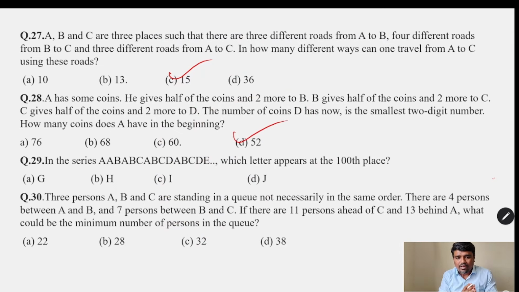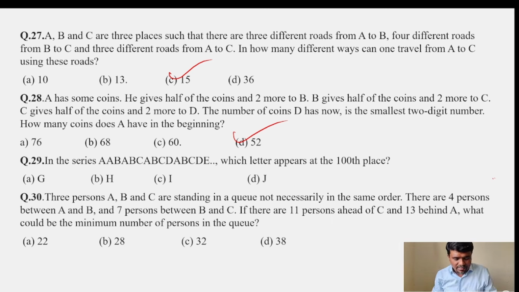52. Half of it, 26. Plus 2, 28. 28 is given to B. 28. Half of it, 14. Plus 2, 16 is given to C. Half of it, 8. Plus 2, 10 is given to D. 10 is the answer. D has the 10. So you can do either way, but avoid that x and x plus 2 and all.